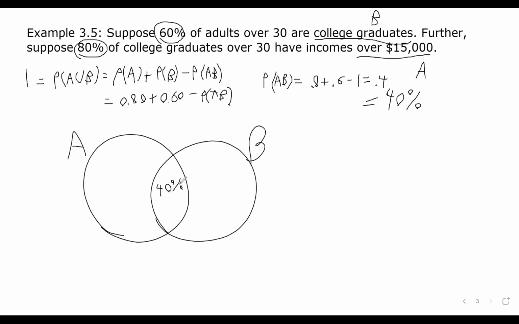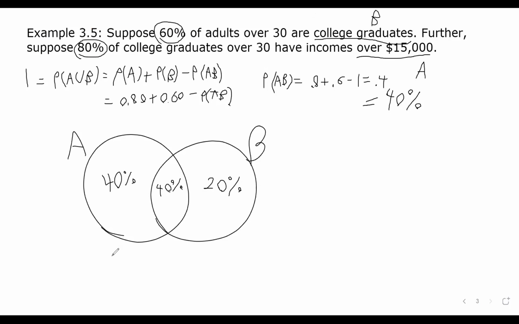If 40% are in the intersection, then that means that 60% are in B, so there's a leftover of 20% here. And if A is 80%, then the rest of A is another 40%, because this is 40%, and then this is another 40 to make a total of 80. And that's how you divide the percent here.